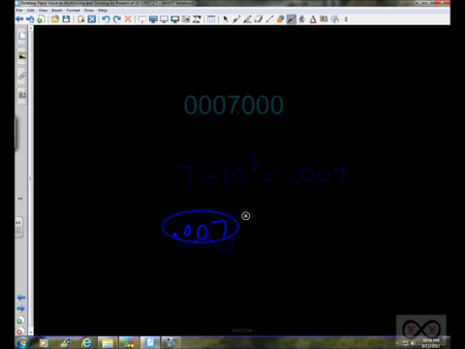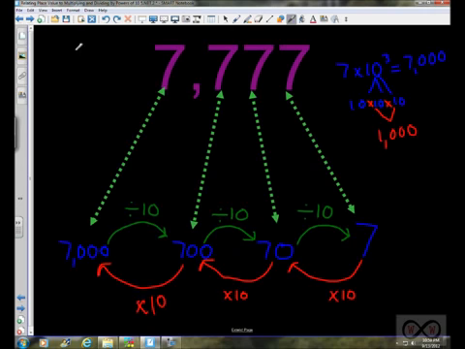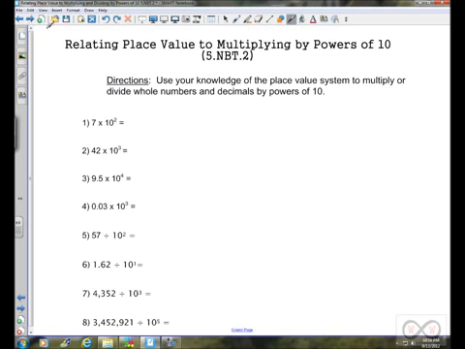So now that we know that, and it's all because our place value system is based on 10, you can use that little trick when you're multiplying by powers of 10. We're going to take a look at this. We've got this worksheet. You can go to worksheetsandwalkthroughs.com and print this out if you'd like. We're going to take a look at these 8 problems.